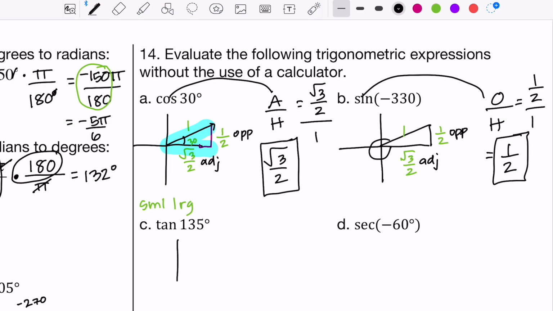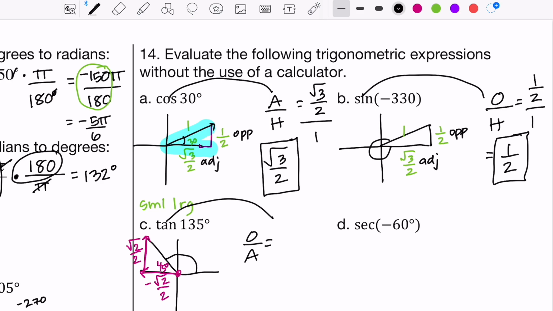Tangent of 135. 135 is here. We're going to connect it to the x-axis. You can see that that triangle is actually medium, medium, and our reference angle is 45 degrees. So this is √2/2, but down here, because when I take off from here, I have to go left. That's negative. It's positive on the top because I go up. Tangent is opposite over adjacent, which is, let's label these, adjacent, opposite, root 2 over 2 over negative root 2 over 2, which makes that -1.